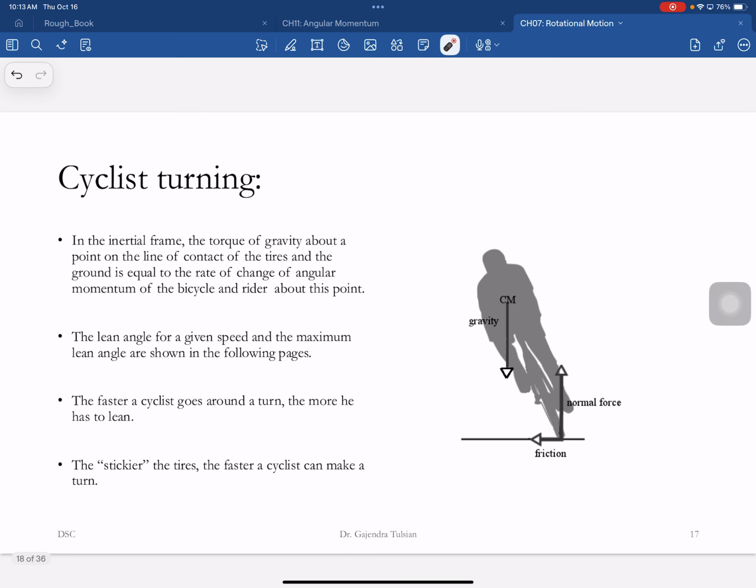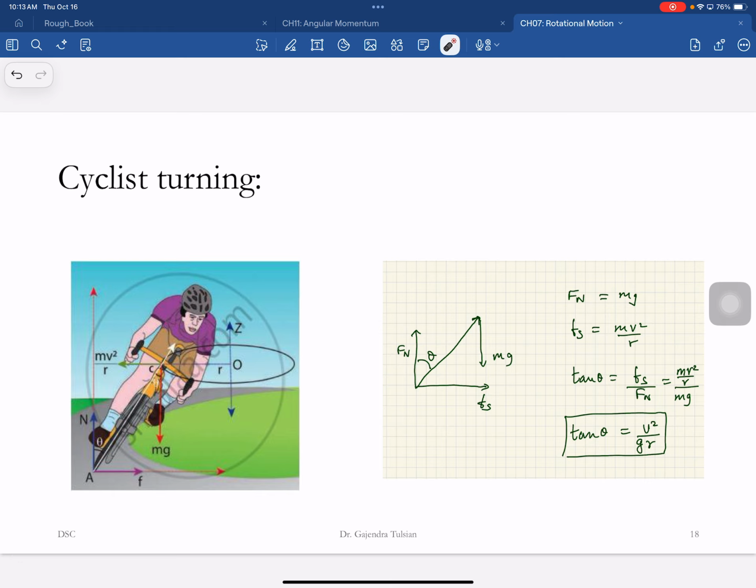So tan theta is this divided by that. Tan theta is the friction force divided by the normal force. Tan theta is v squared by g r. If r is the radius of the circle and v is the speed at which you're going, this is the angle you have to lean at. And you don't have to know any physics. Your body knows that. Through years of practice, you've learned that. When you're a kid first doing that, you don't know that, and you fall. A few falls will teach you real good.